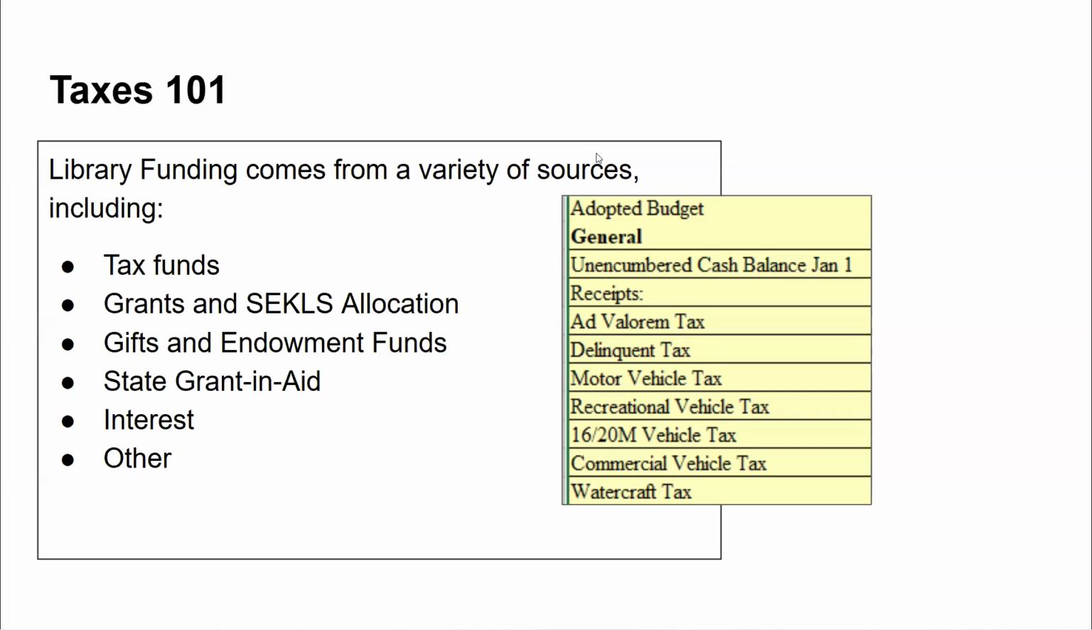Well, tax money is also a mix of funds. That's this yellow box. You have your ad valorem tax, the very first one, which is your property taxes. And then you also have motor vehicle taxes and recreational vehicle taxes and delinquent taxes. So the lion's share, though, of tax support comes from property taxes. They are worth millions of dollars. And the mill rate determines what percentage of those millions are needed to fund the library's budget after taking into account all those other taxes and sources of revenue. So let's break that down a little bit further.